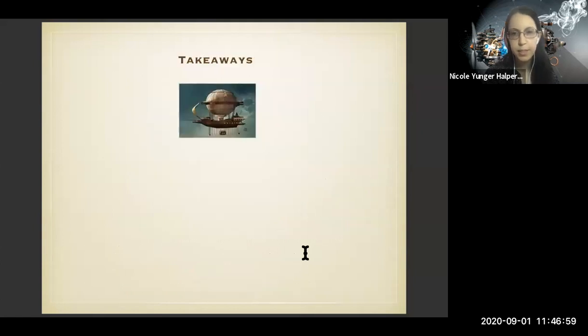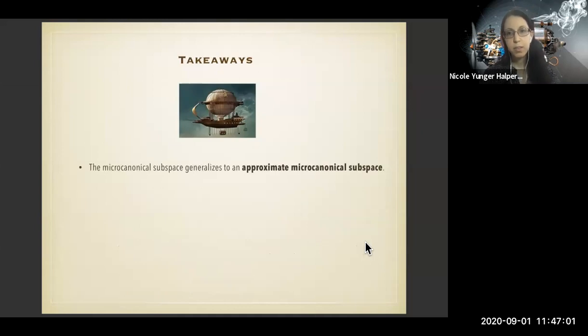The takeaways here are that this concept of a microcanonical subspace that is introduced to us in undergraduate statistical mechanics can generalize to an approximate microcanonical subspace to accommodate non-commutation of conserved quantities.